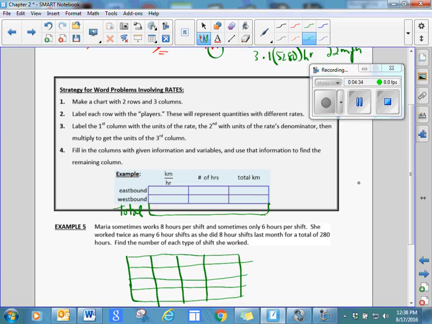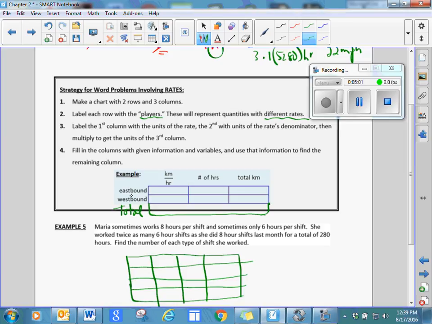So in each one of these problems, you're going to have what I call players. You're going to have nickels and dimes. You're going to have east and west, like in this particular example. You're going to have apples and pomegranates. You're going to have players, and they are going to represent quantities in your word problem that have different rates associated with them.